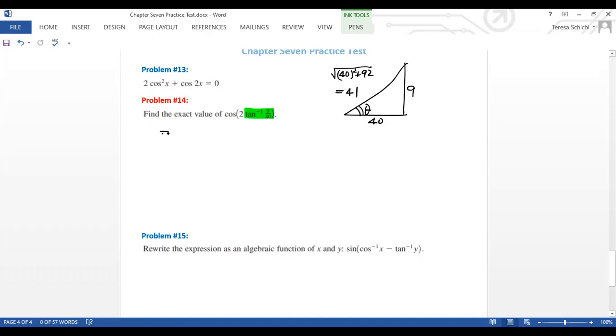Okay, so now I have changed this one to cosine 2 theta. Okay, so for the cosine 2 theta, I have three formulas. You can choose any one you like. So I choose 1 minus 2 sine squared theta. So this is 1 minus 2 times, what is the sine? It's the opposite over hypotenuse, right? So it's 9 over 41, right? So it's 9 over 41, squared. And the answer here, if you put it into your calculator, it will be 719 over 841.